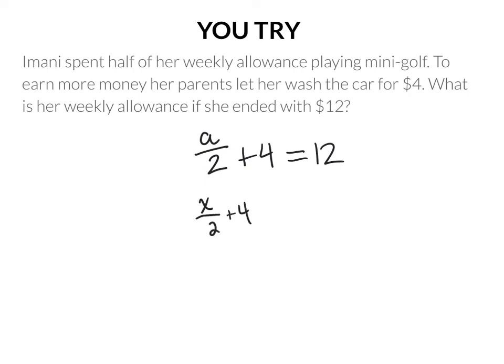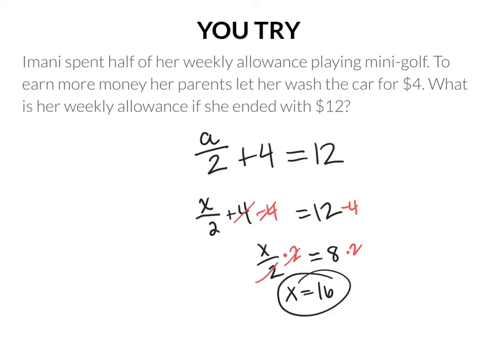Plus 4 equaling 12. I start by isolating my variable, taking 4 away from both sides. I'm left with X divided by 2 equaling 8. And when I multiply by 2, I get a final answer of X equals 16.